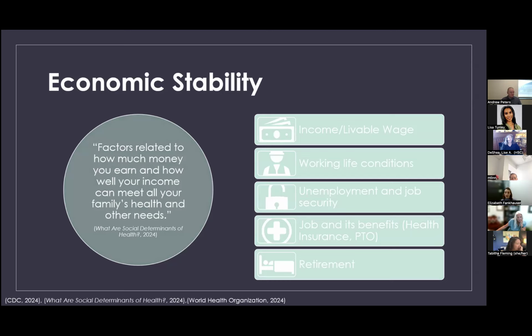Finally, we're going to talk about economic stability, which has been mentioned a little bit before in health outcomes. Economic stability is factors related to how much money you earn and how well your income can meet all your family's health and other needs. First part of this would be an income and a livable wage. If you are able to provide for yourself and your family, for example, meet their basic needs and be able to pay for healthcare when necessary, you are more likely to catch health problems when they arise, but also you are less stressed in general, which leads to better health outcomes.